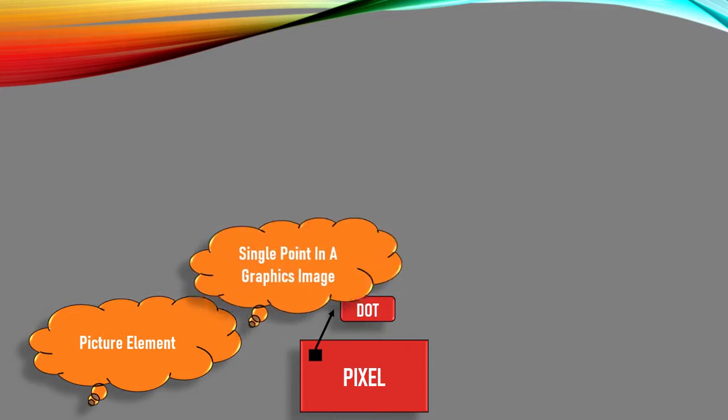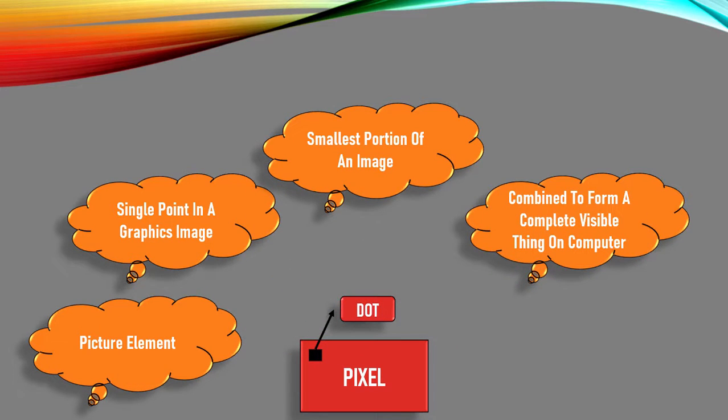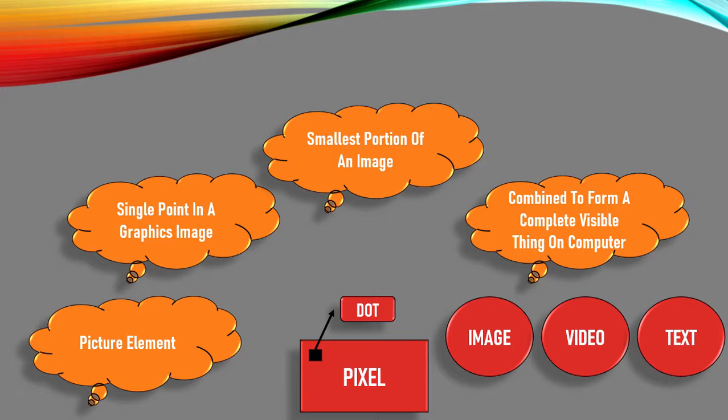Pixel is a dot. Any dot on a computer screen is considered a pixel. Pixel is short for picture element. It is a single point in a graphic image. It is the smallest portion of an image. A number of pixels are combined to form a complete visible thing on a computer, like an image, video, or text.